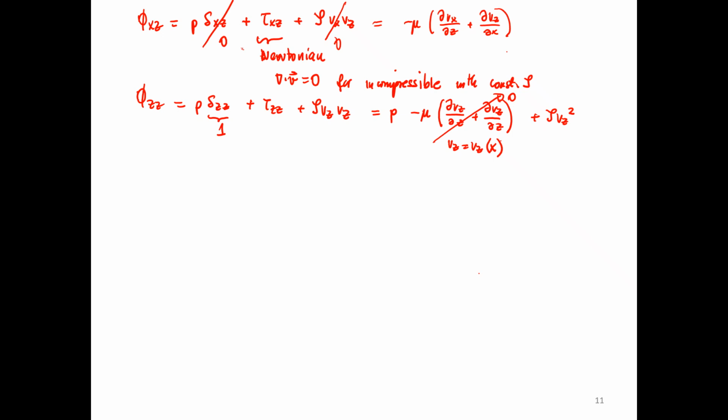Now, what is this function phi zz? I have rho Vz squared, which is technically a function of x by assumption. And by extension, my pressure, I don't expect it to change in the z direction, otherwise I would have acceleration in the z direction. So my pressure is technically a function of x as well. So this is really p of x plus rho vz squared of x.